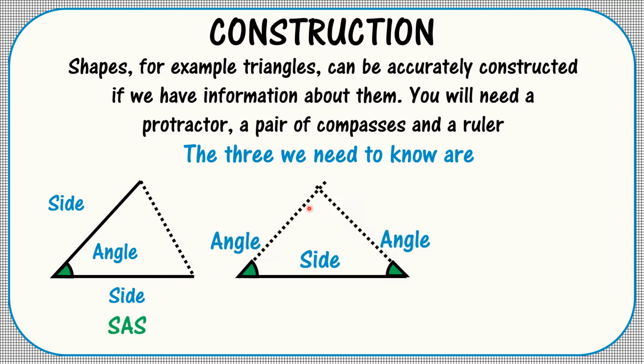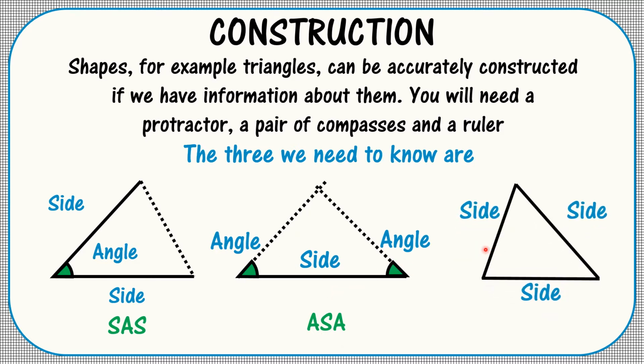The second type of triangle that we can construct is if we have angle, side, angle. So we have an angle, we have another angle, and we have the side in between. We can construct this triangle, and this is abbreviated as ASA. The final type of triangle that we can construct is if we have side, side, side. So if we have the three sides of a triangle, we can construct it, and this is abbreviated as SSS. Over the next few slides, I'll go through each of these in detail, so make sure you are taking down some notes.